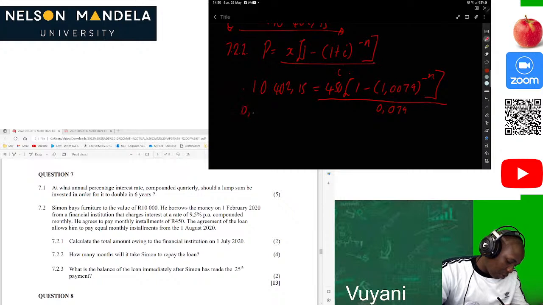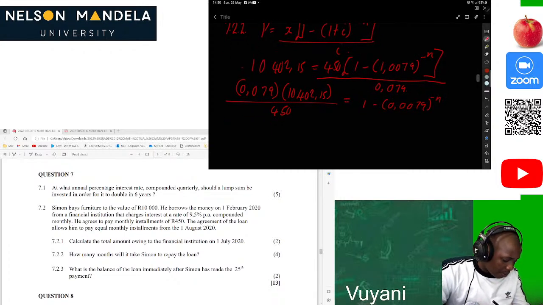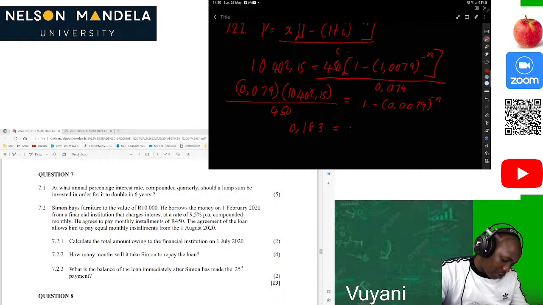That would be 0.079 multiplied by 10,402.15. Then we divide by 450. Then this would be equal to 1 minus 1.0079 to the power negative n. Now we can use our calculator on this side. Then we will get 0.183, which is equal to 1 minus 1.0079 to the power negative n.